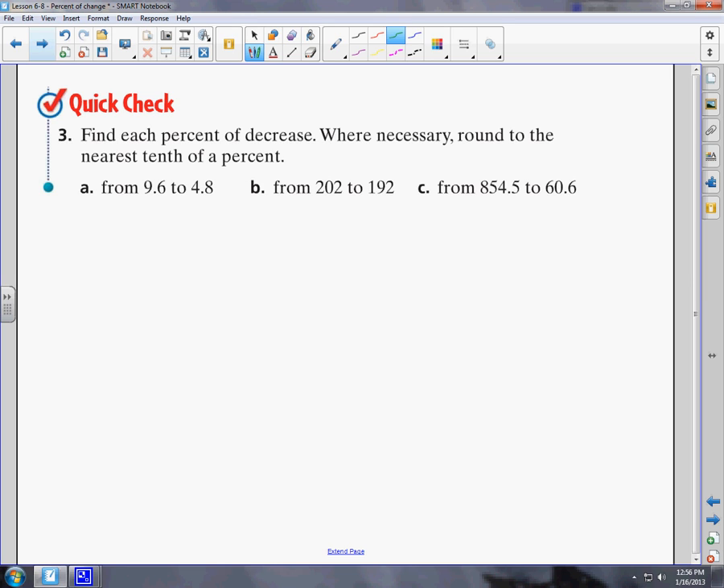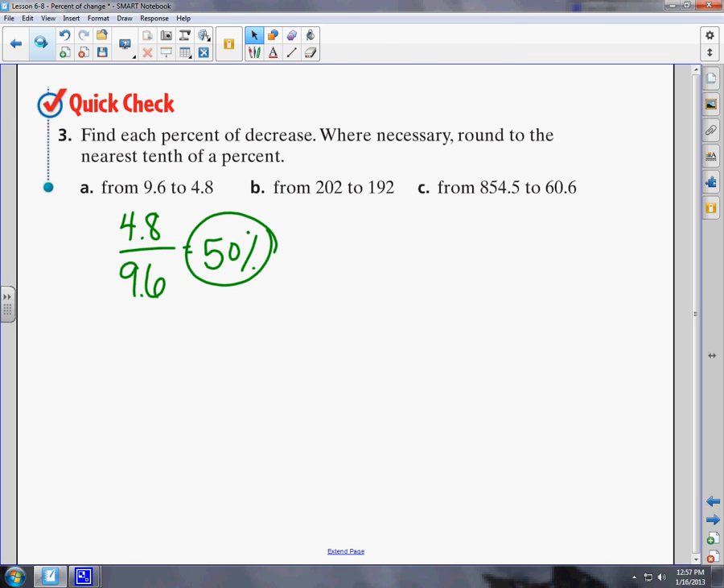All right, first we have 9.6 to 4.8. So that is 4.8 divided by 9.6, which is 50% decrease. This would be, it went down 10 over 202, which is 4.95%, which would round to 5% decrease.